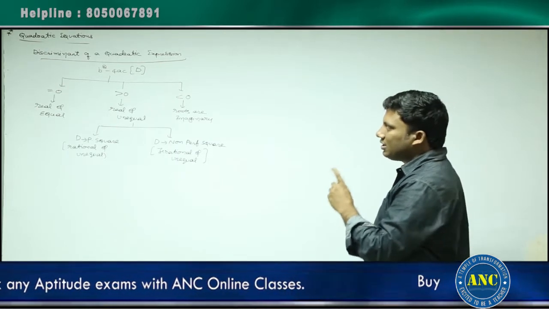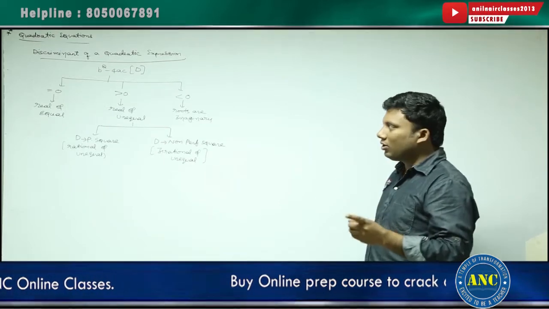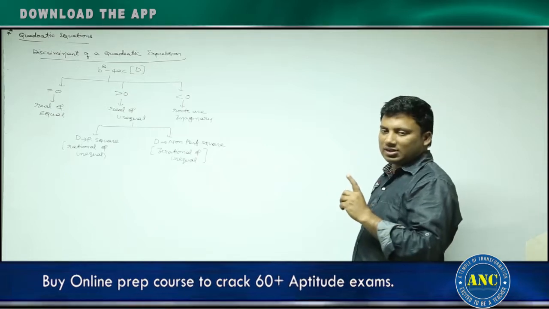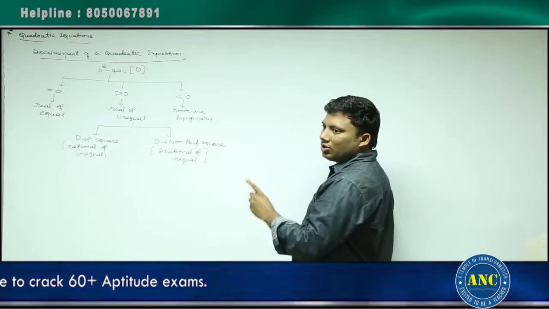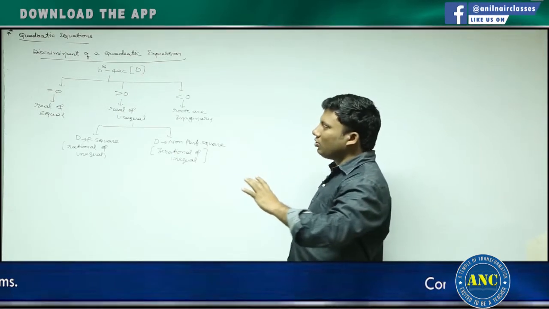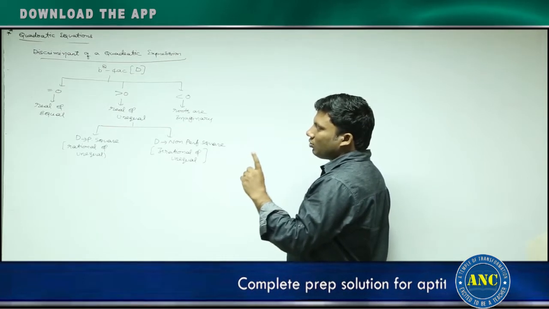Please remember, this is the discriminant for a quadratic expression. You might get it out: what might be the discriminant for a cubic expression? That also we will discuss. Equivalent to 0, greater than 0, less than 0. Less than 0 means roots are imaginary. Imaginary roots cannot be drawn on a number line. Equivalent to 0 means roots are equal.